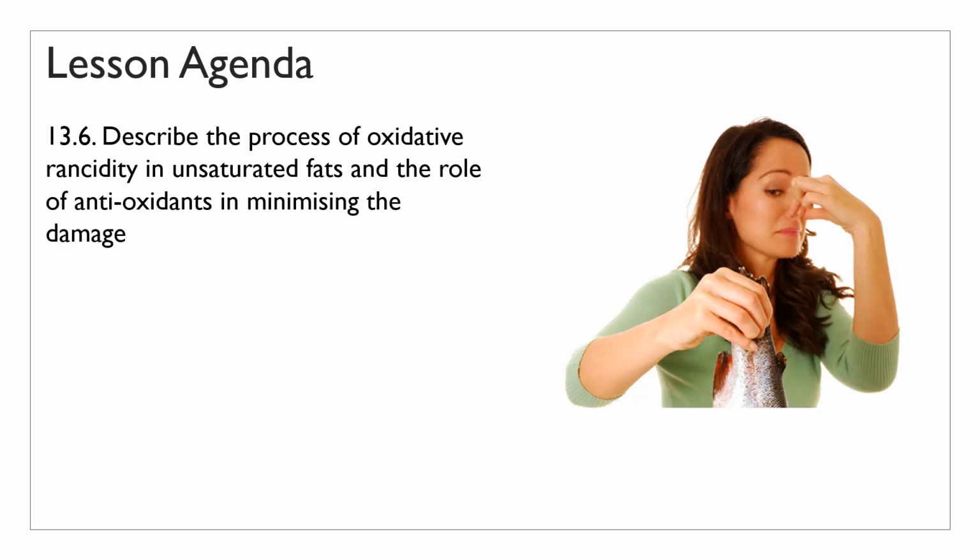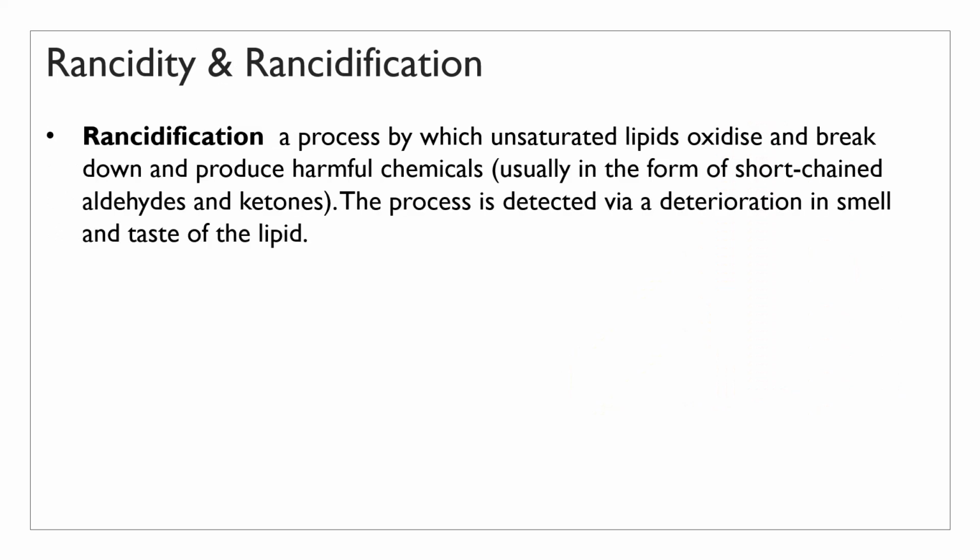Hello everyone, this is the last video in the lipid series of videos, and this is going to be looking at oxidative rancidity, or trying to explain the process behind lipid going rancid, usually for unsaturated fat. Alright, so rancidity and rancidification, another very nice word that you can use if you want to impress people. So rancidification is a process by which unsaturated lipid oxidize, nice word again, and break down and produce harmful chemicals.